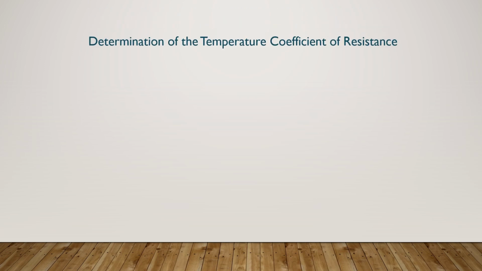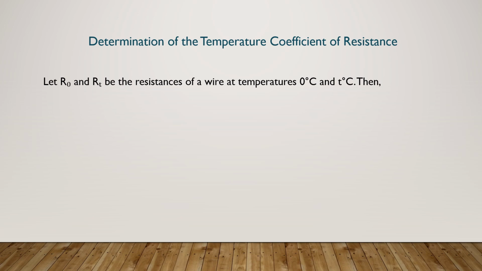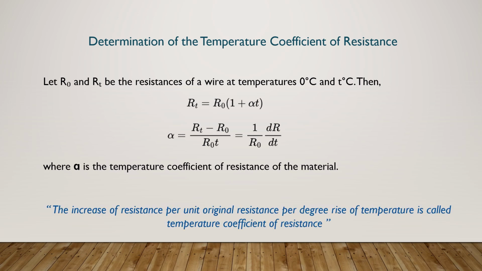Next, determination of the temperature coefficient of resistance. The temperature coefficient of resistance is defined as the increase of resistance per unit original resistance per degree rise of temperature. Let R0 and RT be the resistance of a wire at temperature 0 degree and T degree centigrade. Then we know that RT is equal to R0 into 1 plus alpha T.